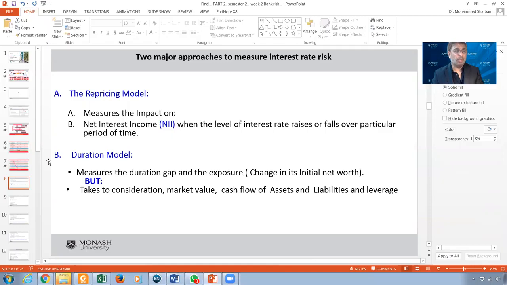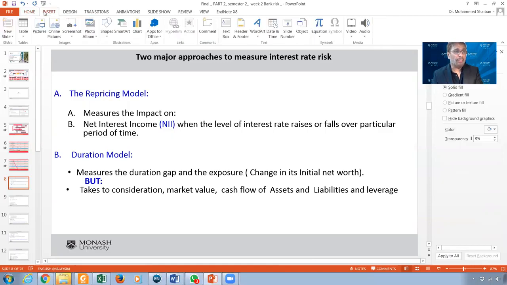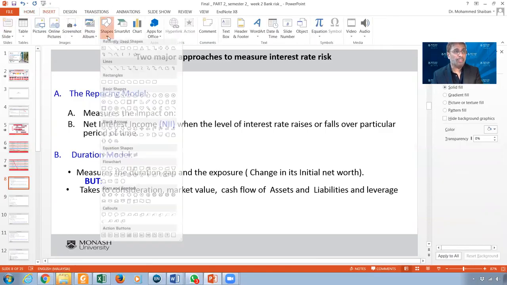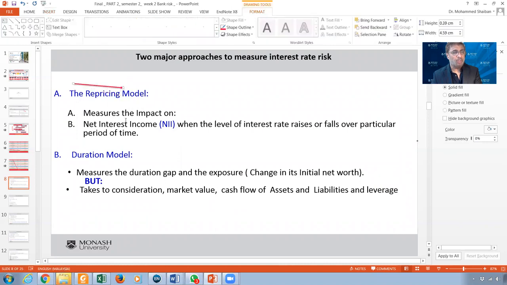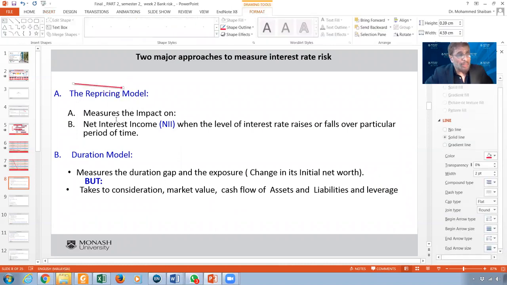But then to measure it, we have 2 models, and this is what we're actually going to do for the rest of those slides. One called the repricing model, and the other one called the duration model. We will start with the repricing model. The repricing model measures only the impact on net interest income. So when the level of interest rate rises or falls over a particular period of time, net interest income can change, and the repricing model can measure how much.